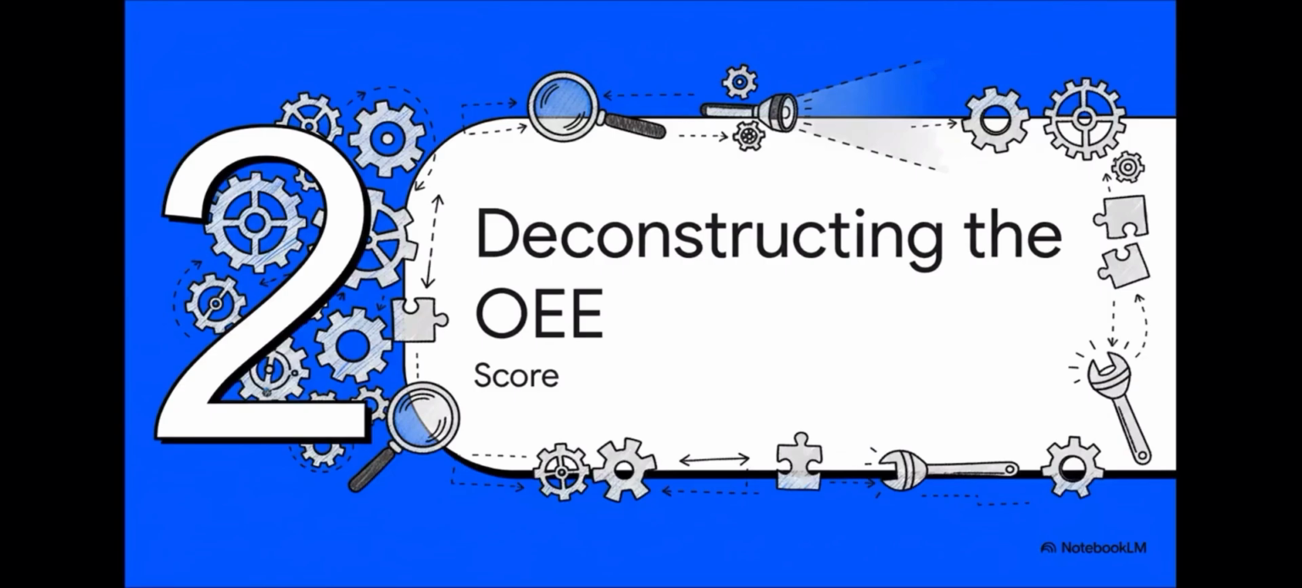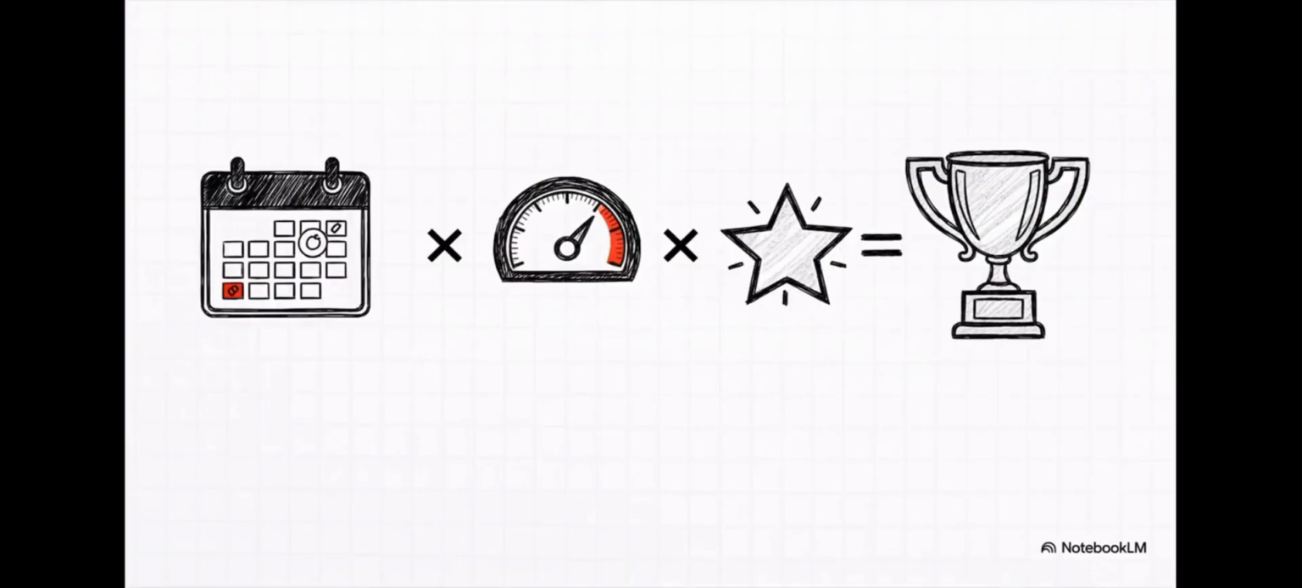Okay, so how do we actually find these hidden losses? Well, we've got to break down the OEE score. Let's pop open that detective's toolkit we talked about and see what's inside. And you know what? At its core, OEE is actually surprisingly simple. It's just a formula: availability times performance times quality. That's it. But each of those three pieces tells a crucial part of your production story.